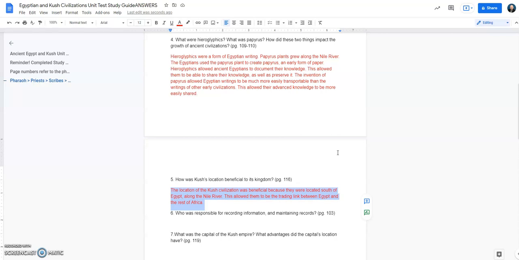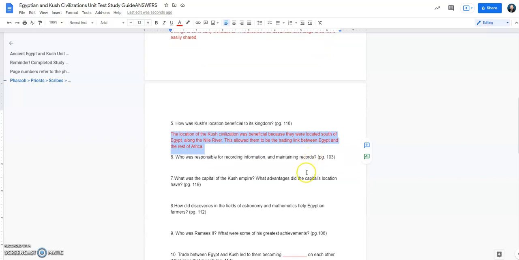So all the civilizations in Africa that are below Kush can act as a middleman between Egypt and all these other civilizations. That made them rich because they were the link between the richest, biggest civilization and all these other civilizations that wanted to trade and work with Egypt. So Kush played the middleman in that relationship.